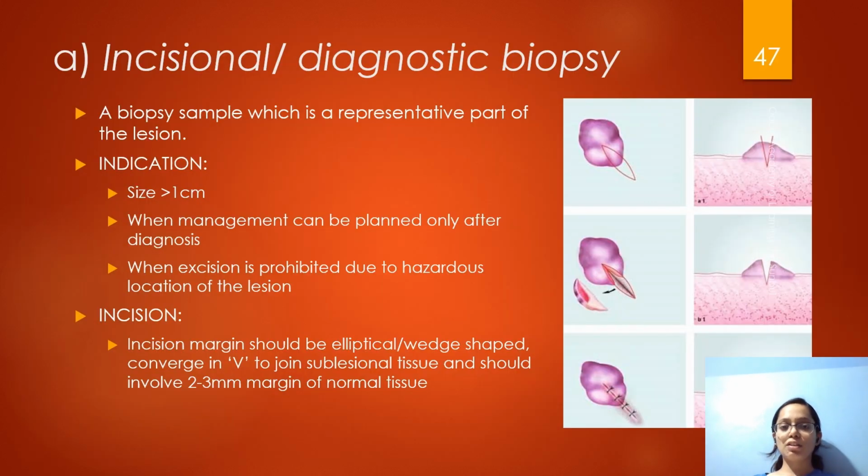Then for incisional biopsy, an incisional or diagnostic biopsy is done if there's a big tissue, and we take just a small part of that lesion and make sure that a part of the normal tissue is also there in our section. If the size is more than 1 centimeter, we just take a part of it, so that we can send it to the lab and find out what it is. And that is how it's done.